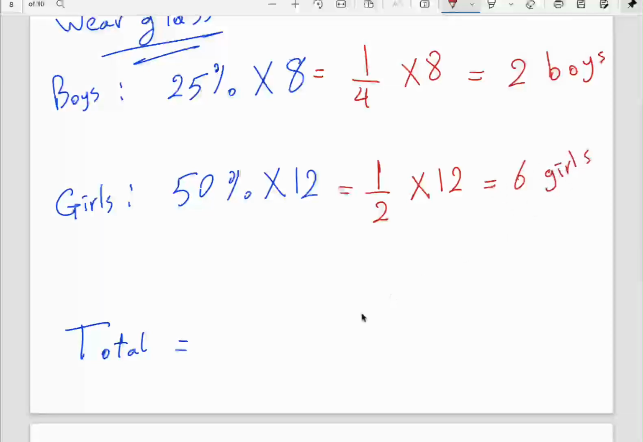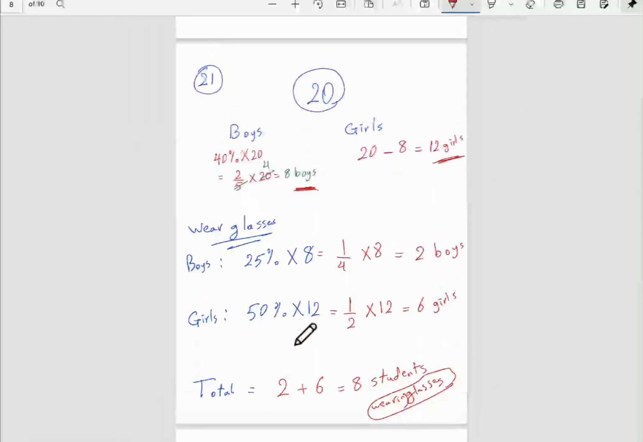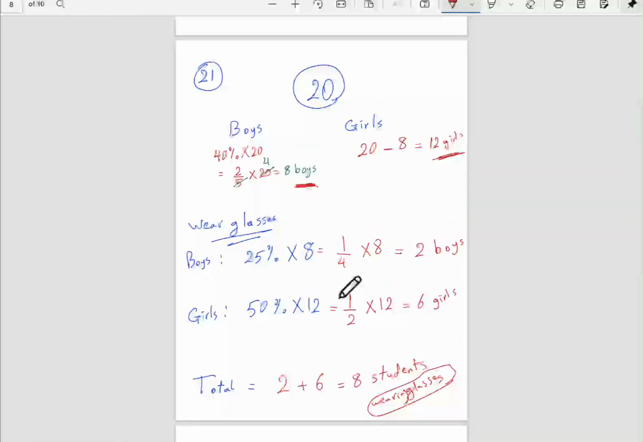And the total students wearing glasses is 8. 8 students wearing glasses. Okay, thank you. Great work. Thank you, Rida. Okay, guys, any problems with this question? I know in this question we have many steps to do, but now do you have any problems with this question?